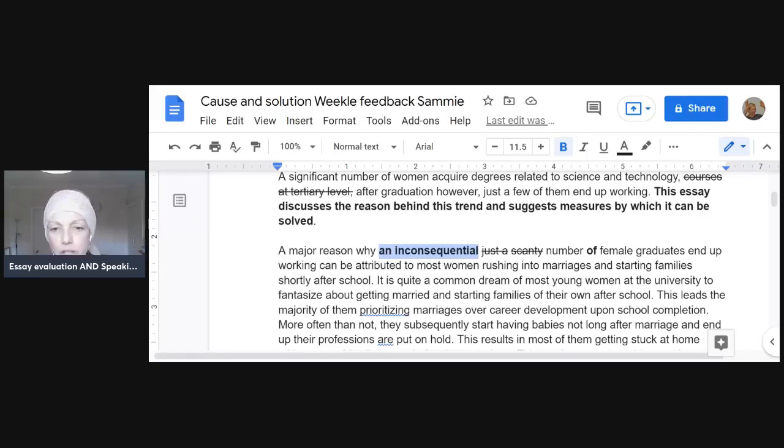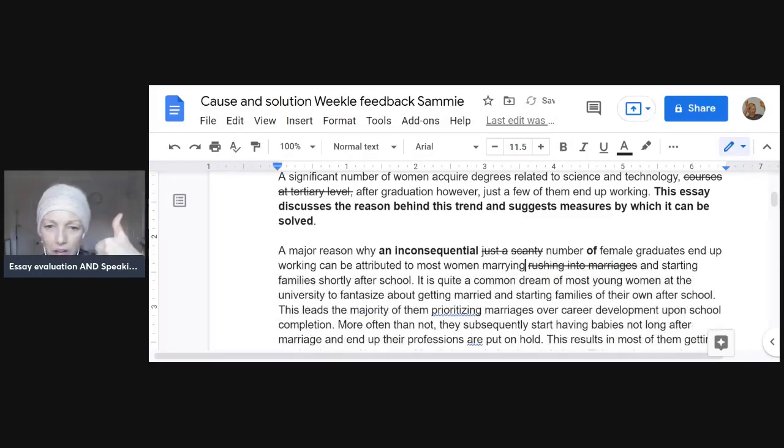This particular student has a lovely way of expressing herself, and like me, I'm quite a creative person. I find it actually quite hard to do academic writing because I want to express myself in expressive vocabulary, but that doesn't really suit academic writing. So I wouldn't say rushing into marriage. I would say most women marrying and starting families shortly after school. Okay. All right, so far?